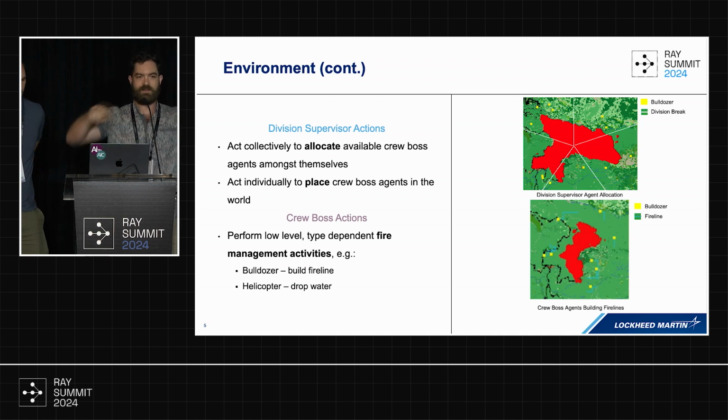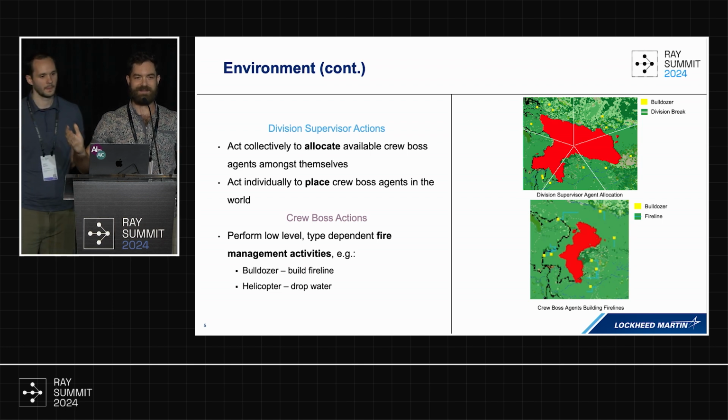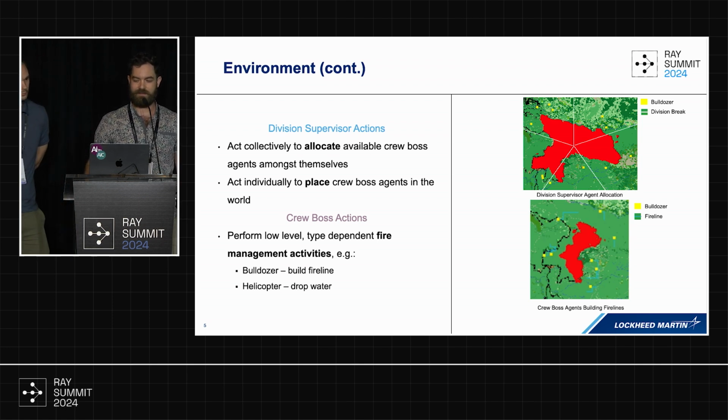They make their actions. We step the world, and then at the end of the day, we rotate back to the top. So that's our basic training paradigm. We go until either the fire wins, as in it gets to the edge of the map, or until it's contained, as in it stops growing. Cool. So that's our sim. I'm going to turn it over to John to talk about some of the ways that we actually train our agents in this environment.